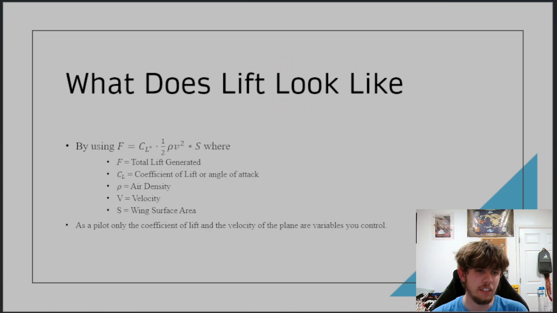And on the subject of lift, lift can be broken down into this equation: F equals CL times 1/2 rho V squared times S. F obviously is the total amount of lift generated, calculated by this equation. CL is the coefficient of lift, or also called the angle of attack of the wing. Rho is going to be the air density, same as it was in Bernoulli's principle. V, same as Bernoulli's principle again, is velocity. And then S is the surface area of the wing.